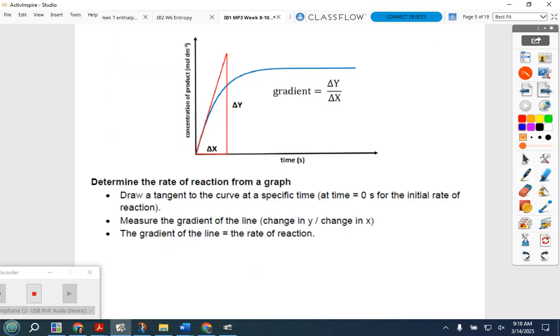Oh, sorry, I forgot that this was a separate slide. So you're going to draw a tangent to the curve at a particular time, time 0 for the initial rate, and then you're just going to measure the slope of the line. They use the word gradient. I think it's a British thing rather than slope. Gradient equals slope. And again, because we're doing y over x, the units are going to be moles per decimeter cubed per second, right?